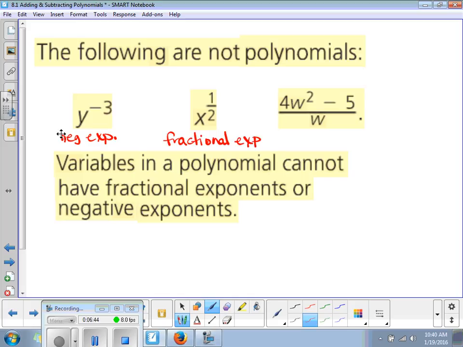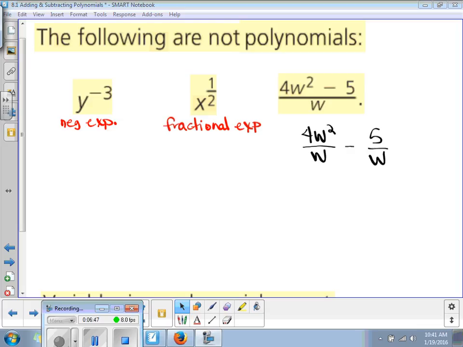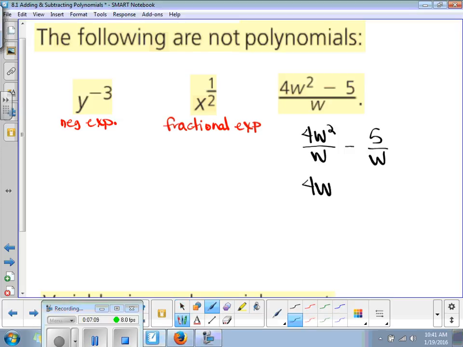What about that last one? All right, so if I rewrote this expression, it would be 4w squared over w, which is okay. When I simplify that, that would just be 4w, right? But over here, if I rewrite this with no fraction, this is going to be 4w. That's okay, like we said.